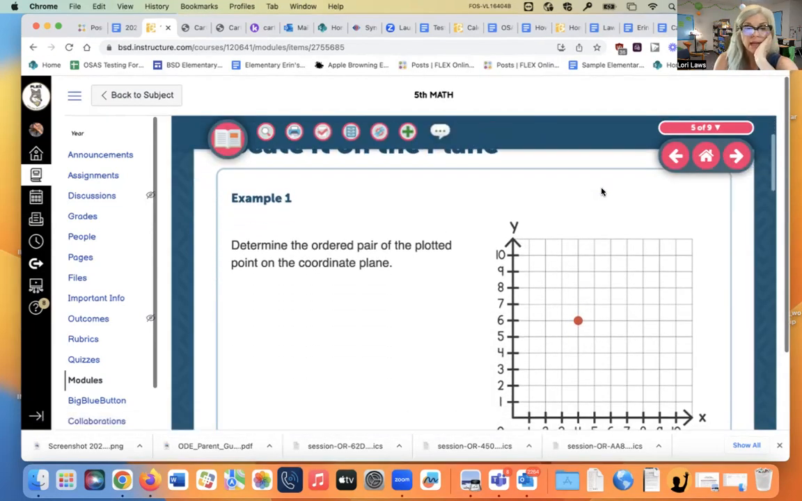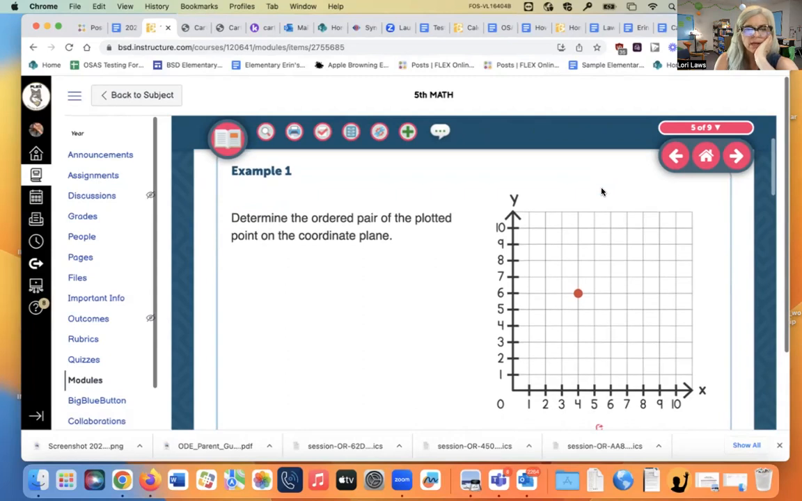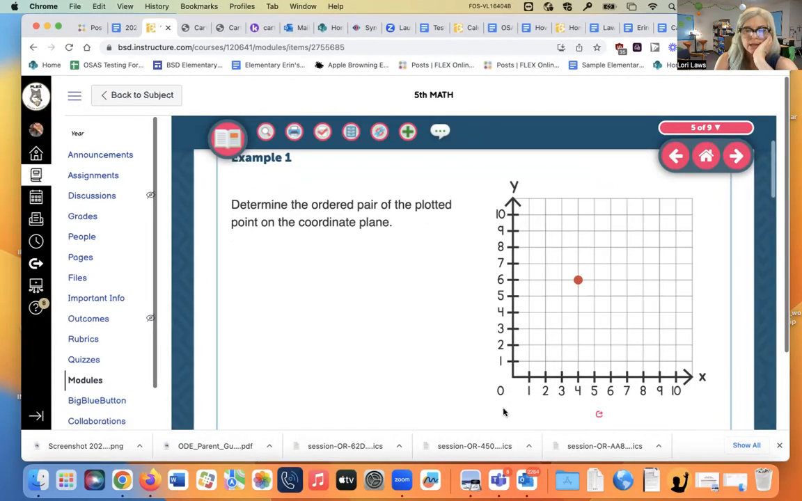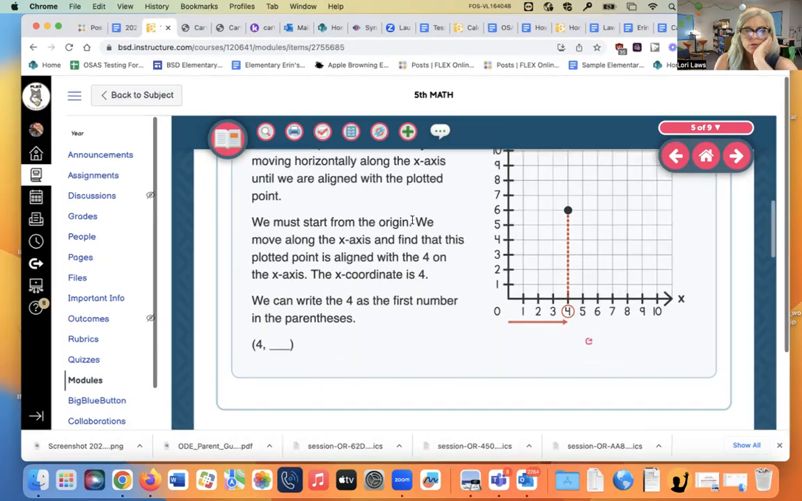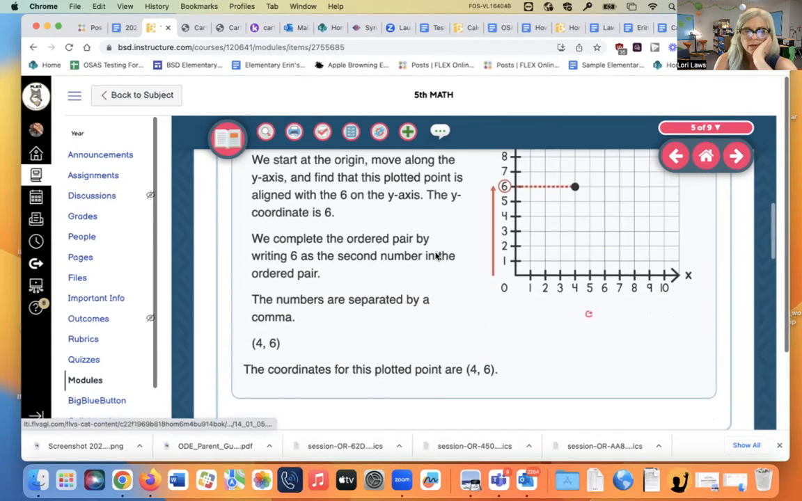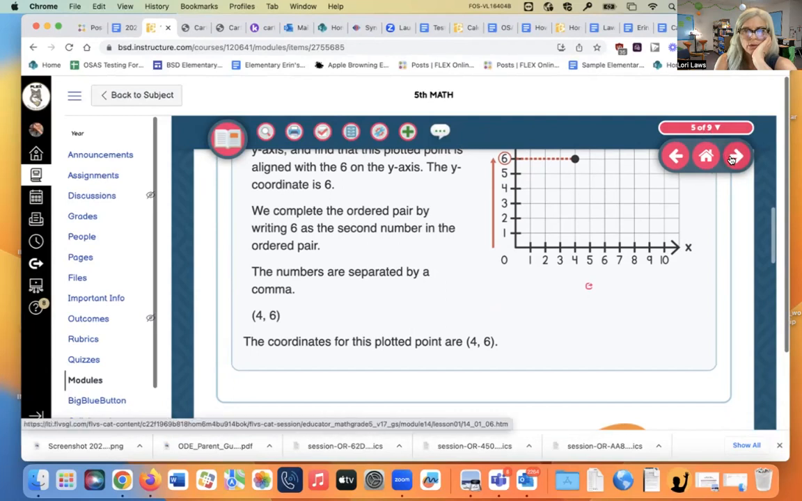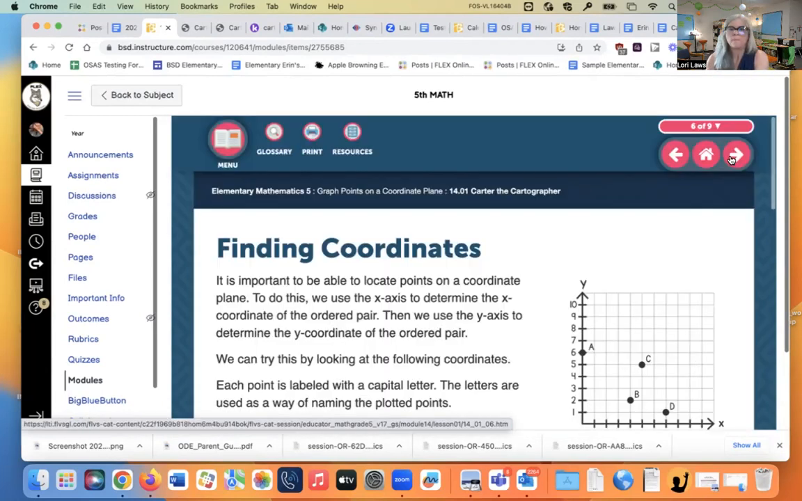Locate it on the plane. Determine the ordered pair of the plotted point on the coordinate plane. What is this one? If you said 4, 6, you were right. There's the 4. There's the 6. Woohoo! Guys are rocking this.